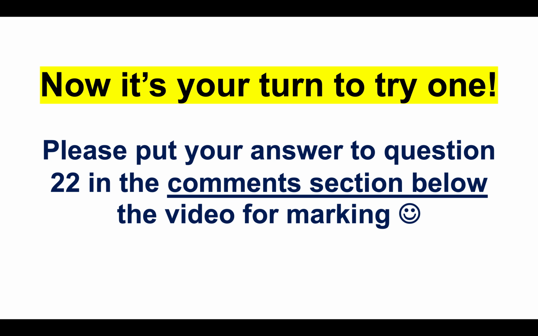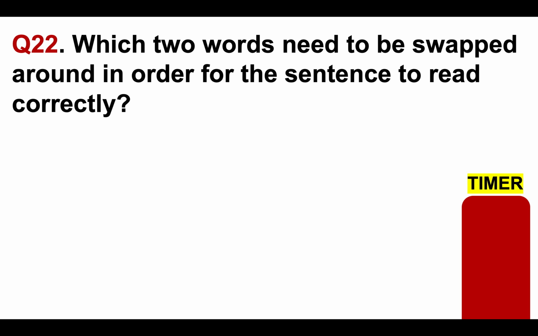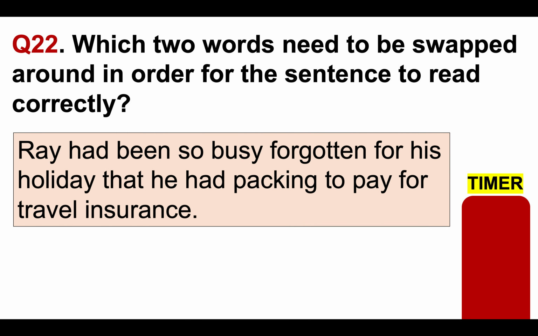So now it's your turn to try one of these. Please put your answer to question 22 in the comments section below the video for marking. Here we go. Which two words need to be swapped around in order for the sentence to read correctly? Ray had been so busy, forgotten for his holiday, that he had packing to pay for travel insurance. Here we go.